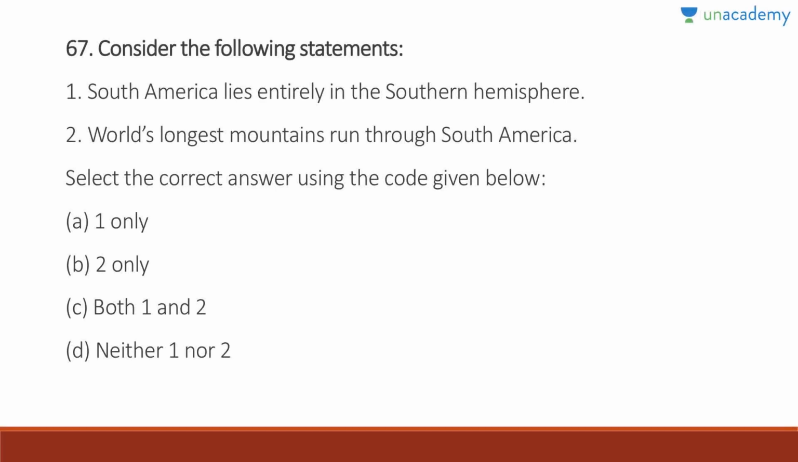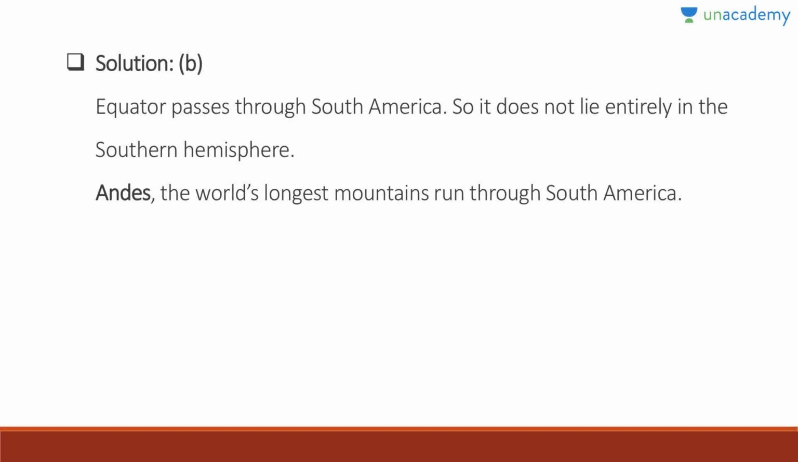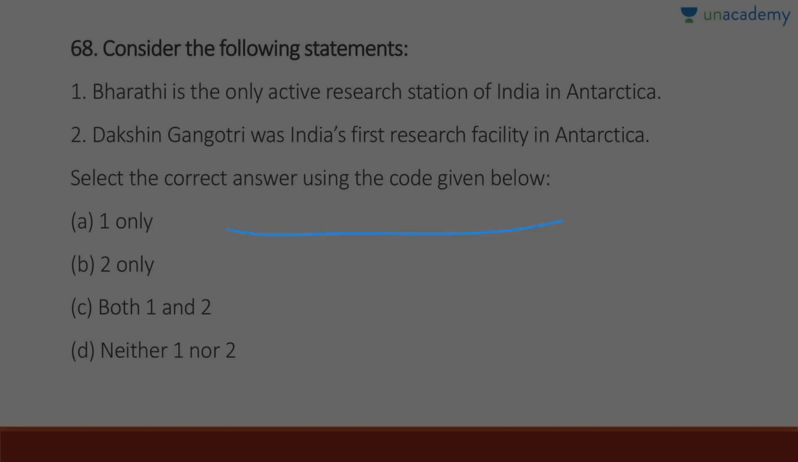Question number 67. Consider the following statements. South America lies entirely in the southern hemisphere. This is wrong. Since the equator passes through South America, it obviously cannot lie entirely in the southern hemisphere. Some part will be above. World's longest mountains run through South America. This is correct. The Andes is the world's longest mountain chain, and it runs through South America. So the answer here is B, 2 only. The equator passes through South America, so it does not lie entirely in the southern hemisphere, and the Andes, the world's longest mountains, run through South America.